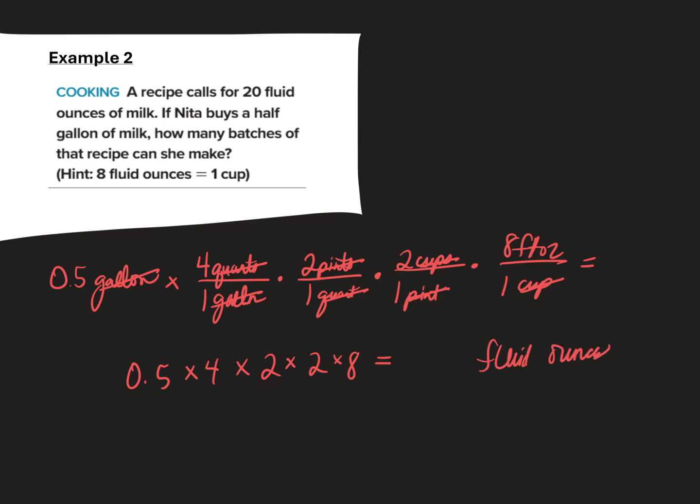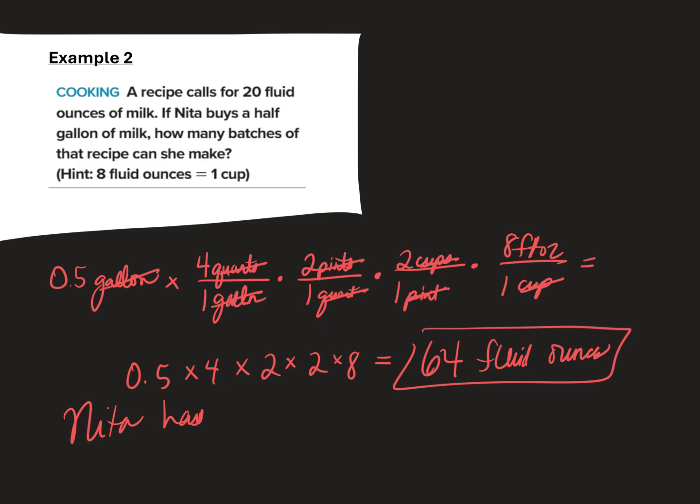And if you do that math, half of 4 is 2, 2 times 2 is 4, 4 times 2 is 8, and 8 times 8 is 64 fluid ounces. So that would be my answer. Nita has 64 ounces of milk. Well, that's really not my final answer. Nita has 64 ounces of milk.